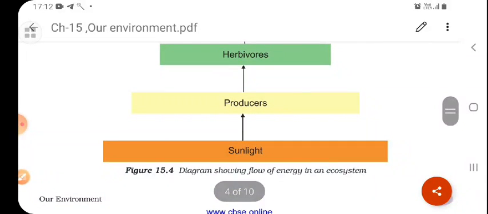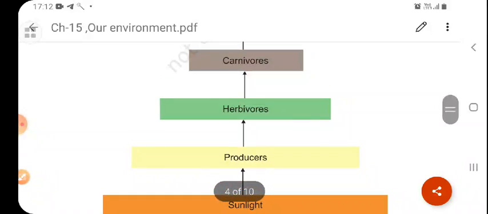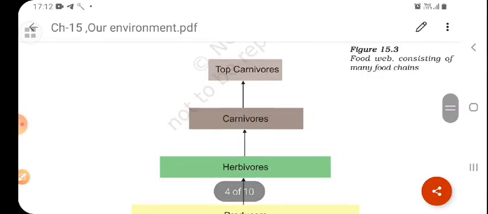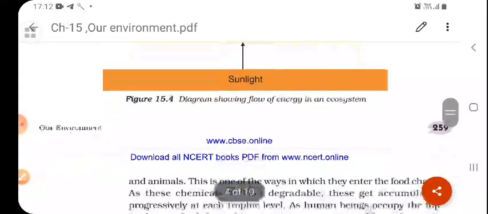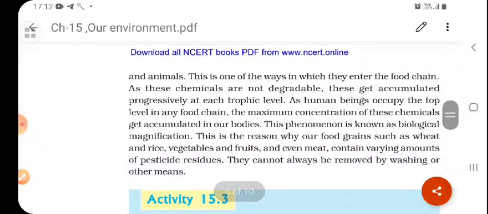How does the energy flow in an ecosystem? Firstly, from the sunlight to the producers. Sunlight is used by the producers for preparing their food. Then producers, which are plants, are eaten by the herbivorous animals, then carnivorous, and then the top carnivorous animals. This is the flow of energy in the ecosystem. And this ecosystem of the 4 trophic levels is a food chain, and many food chains constitute to make a food web.